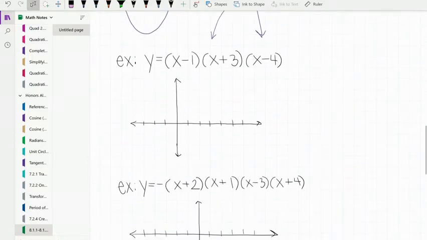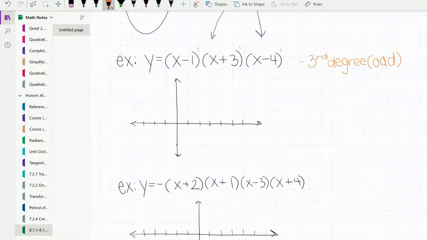So we're going to go ahead and get started, and we're going to be using those 4 steps that I gave us to help. The first thing that we want to do is figure out what degree this is. If we look at this, we know that this has an exponent of 1, 1, and 1. So if we were to multiply those together, the highest degree would be x cubed. So this is a third degree, and that means it's odd. This makes sense that it's third degree because it has 3 x-intercepts.